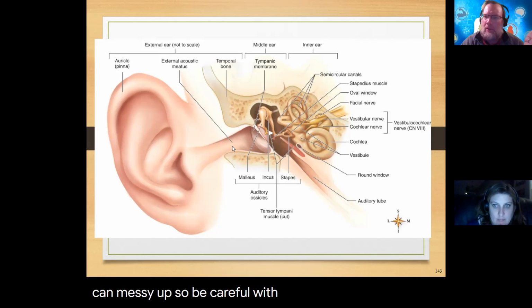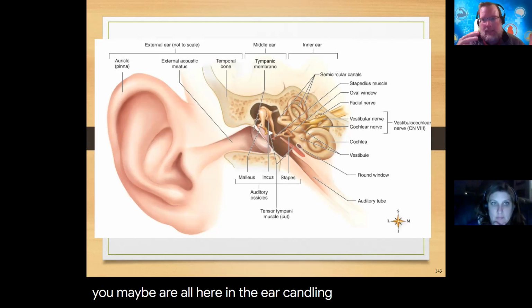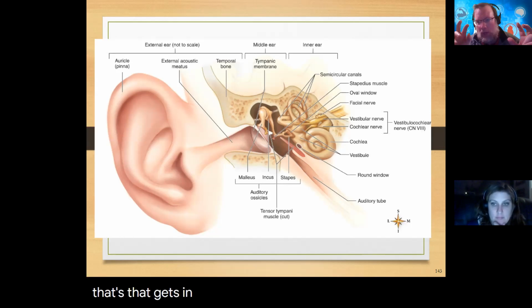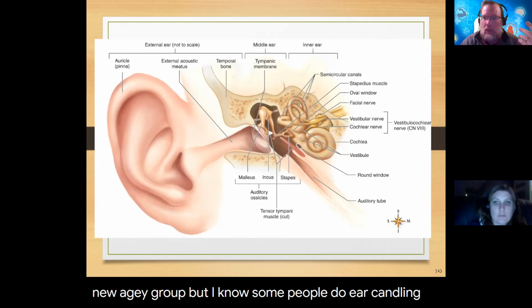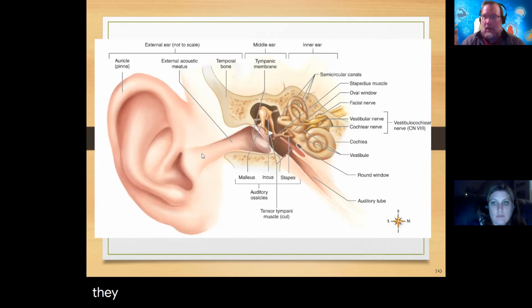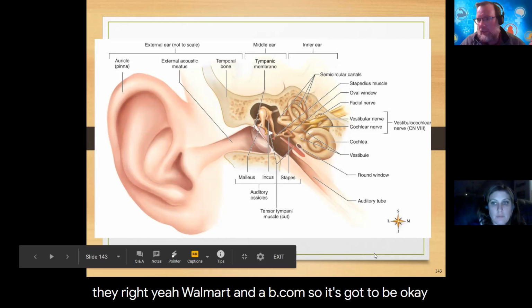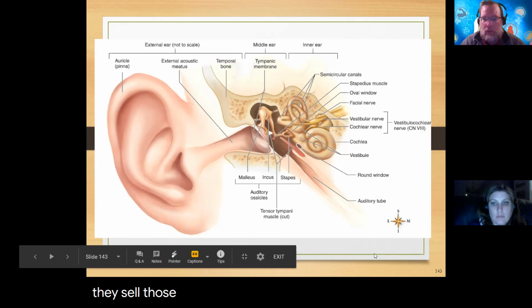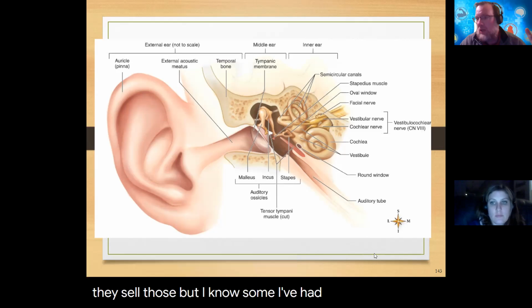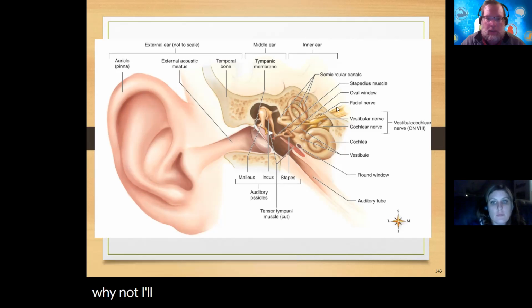So, some of you maybe, or all of you, have you heard of ear candling? That gets into the white lighter, kind of new-agey group, but I know some people do ear candling. You can get them on Amazon. They've got to be good, right? Walmart.com maybe. So it's got to be okay if they sell those. I know some, I've had it done. I figured, why not? I'll try anything.